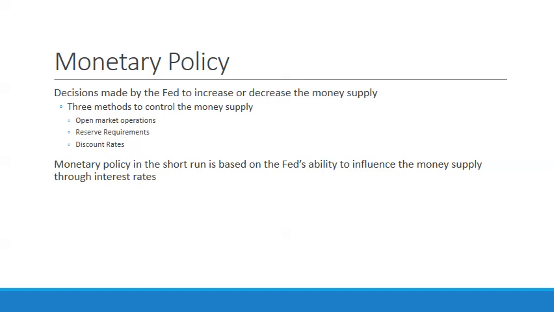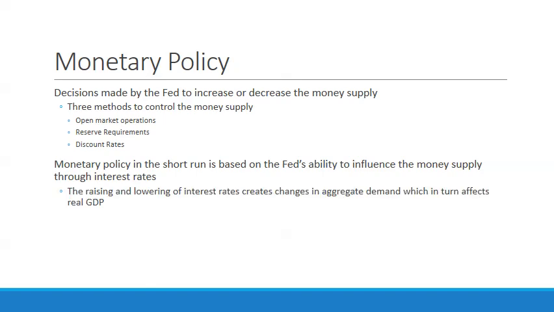Monetary policy in the short run, though, is based on the Fed's ability to influence the money supply through interest rates. If the Fed wants to quickly make a change in monetary policy, then they can change the interest rate, because that will immediately affect the amount of money in circulation by what banks are borrowing and what they're not borrowing. So the raising and lowering of interest rates creates changes in aggregate demand, which in turn affect real GDP.